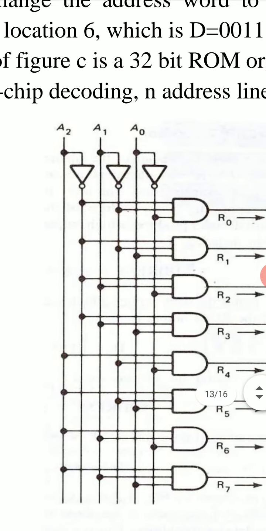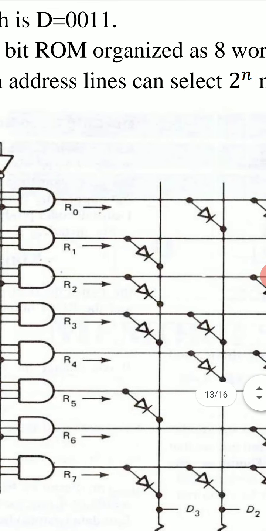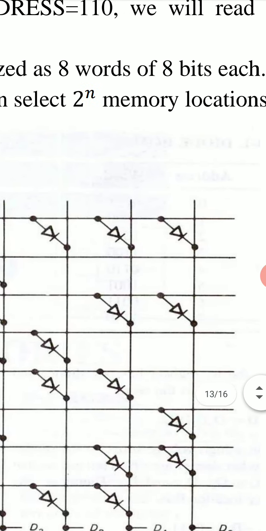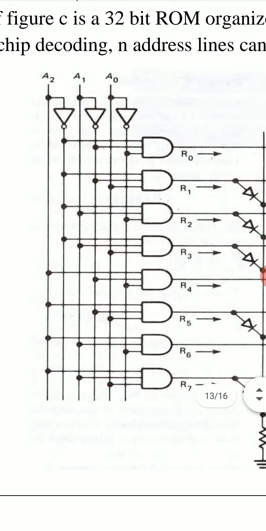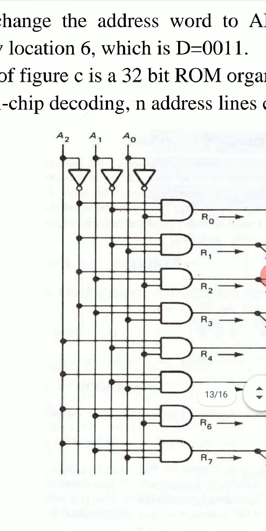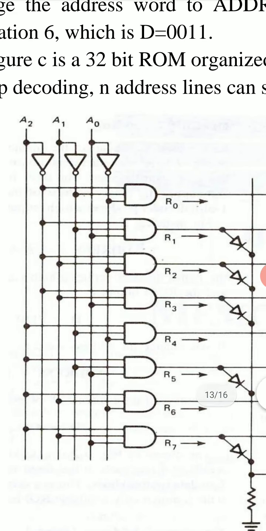With on-chip decoding, n address lines can select 2 to the power n memory locations. If we have 3 lines, memory locations are 2 to the power 3, that is 8. So we have from R0 to R7 8 memory locations. If we have n lines, then we will have 2 to the power n memory locations.